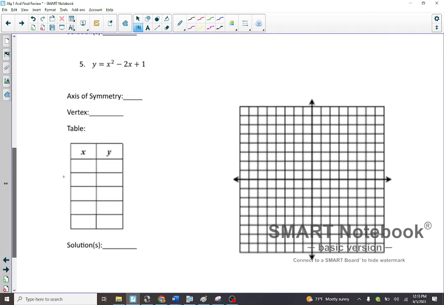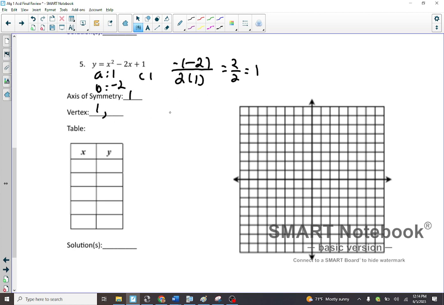Next one, same process. A is 1, B is negative 2, C is 1. So I'm going to do negative of negative 2, over 2 times 1. That's 2 over 2, or just 1. Axis of symmetry 1, vertex (1, blank). 1 squared minus 2 times 1 plus 1. 1 minus 2 plus 1 equals 0. So this is 0. So (1, 0).